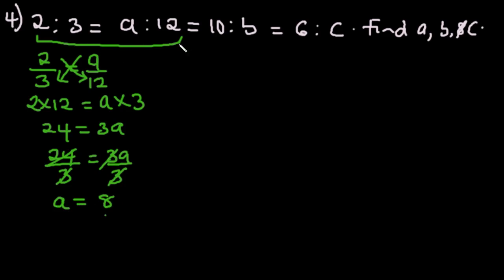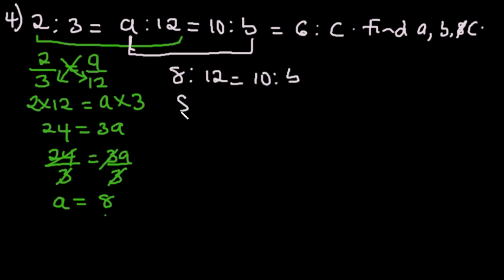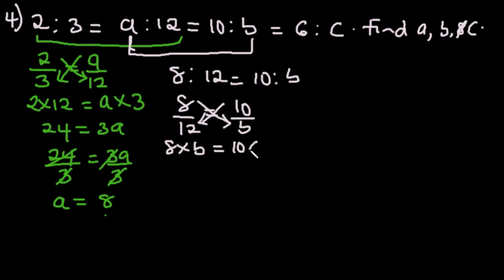So now we can solve for the other part, since we now have our A to be 8, because you can't solve for two unknowns at the same time. You have to pick it one after the other. So what we are saying now is 8 ratio 12 equals 10 ratio B. So now we have 8 over 12 equals 10 over B. So you cross multiply like we've been doing. So we have 8 multiplied by B equals 10 multiplied by 12. This is 8B equals 120.